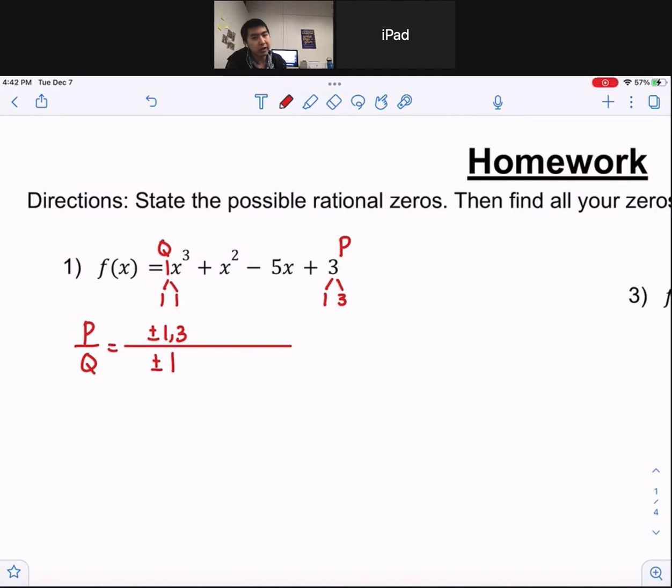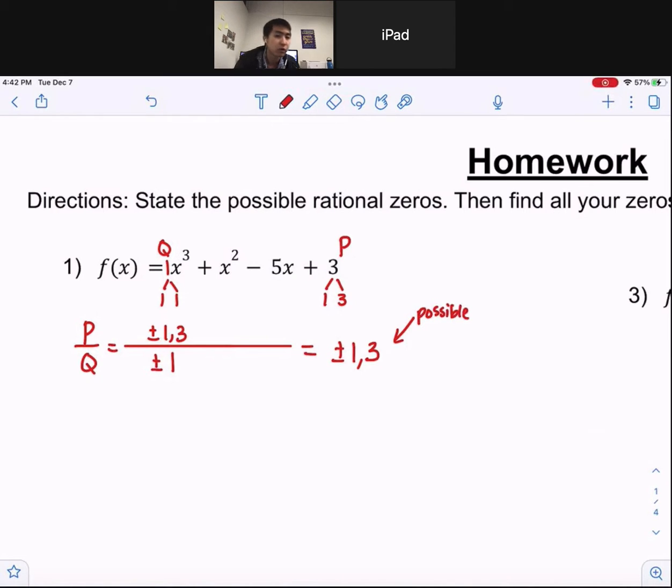It's plus and minus because, to get positive 3, you could do 1 times 3 or negative 1 times negative 3. To get 1, you could do 1 times 1 or negative 1 times negative 1, which is why it's plus and minus for all of these numbers. Then you divide all the top numbers by the bottom numbers. 1 divided by 1, plus or minus 1. 3 divided by 1, plus or minus 3. So these are all your possible rational zeros.